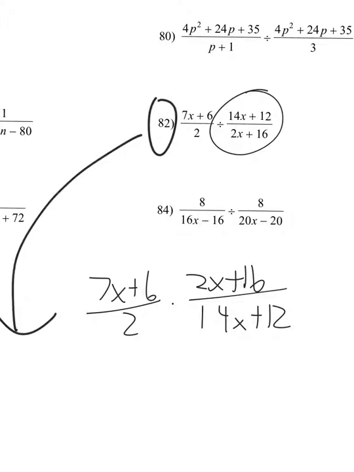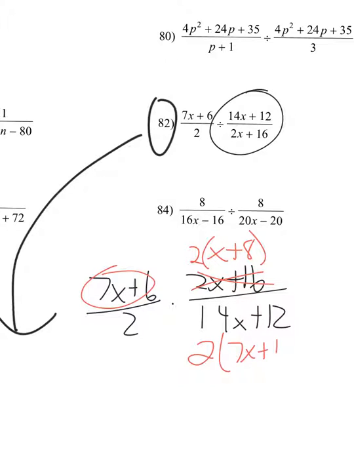Now, there are no trinomials here, so we're not doing AC factoring. Okay, I can't factor 7x plus 6. I can take a 2 out here, and I'm left with x plus 8. Down here, I can take a 2 out, and I'm left with 7x plus 6, opposite of the distributive property.